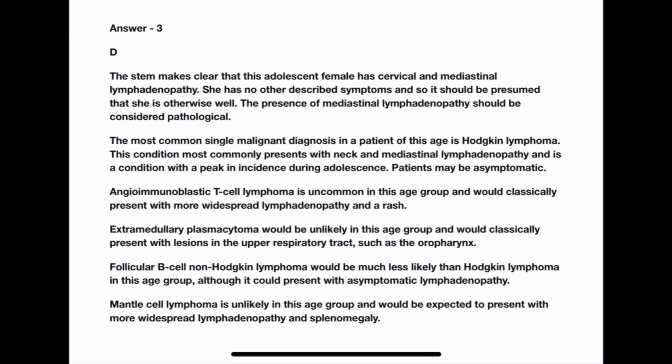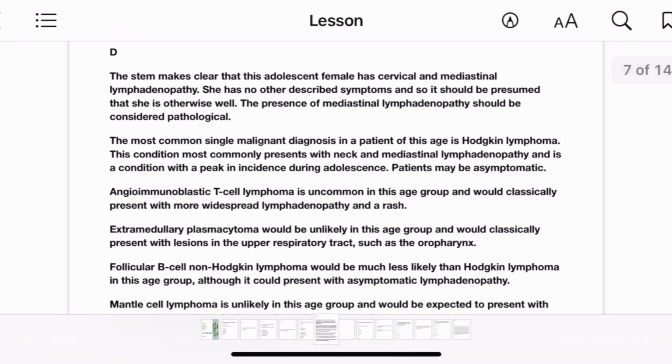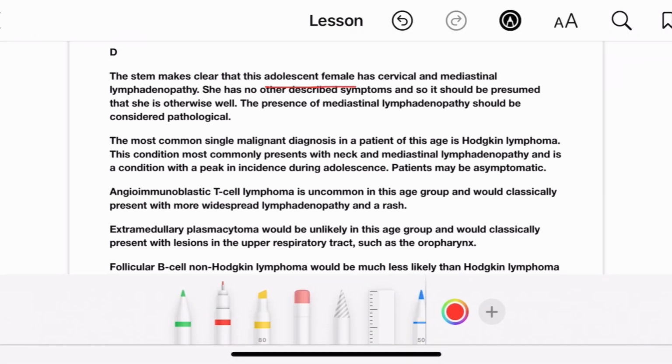Because the history makes clear that the patient is an adolescent female with cervical and mediastinal lymphadenopathy, this is the first point we should note in our mind. She has no other described symptoms, which means she is otherwise well. The presence of mediastinal lymphadenopathy should be considered pathological.